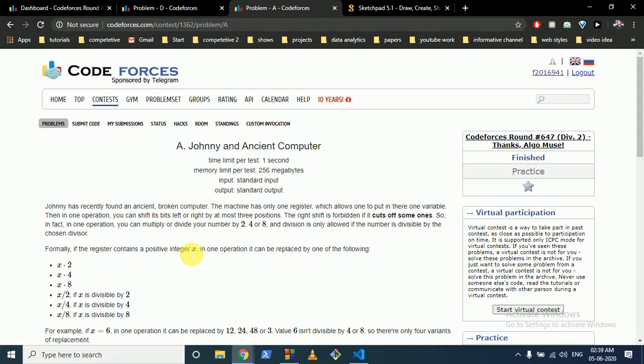Hello friends, so today we're gonna discuss this problem from the latest Codeforces round 647, problem A, Johnny and Ancient Computer.